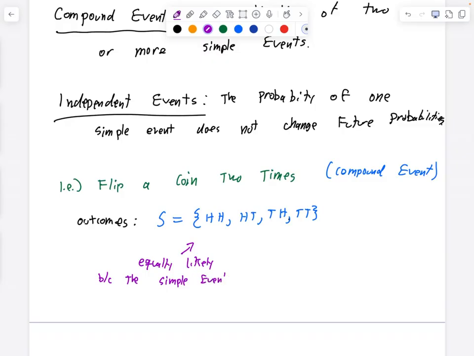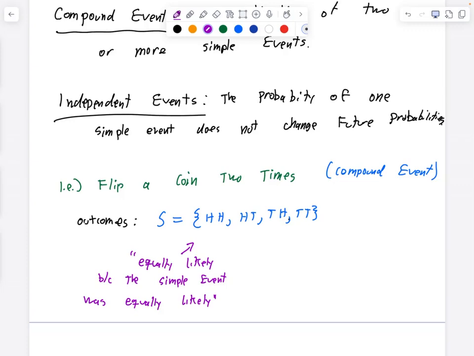Okay. The simple event was what? What was a simple event? Flipping a coin. And they were 0.5, 0.5. They were equally likely. So the compound event of flipping coins are still equally likely. Now, when we combine 2 different types of events, they will not be equally likely.